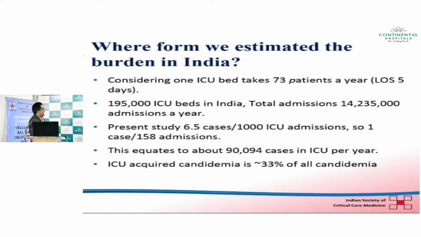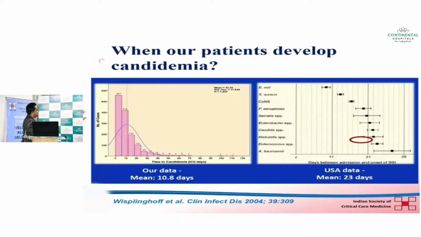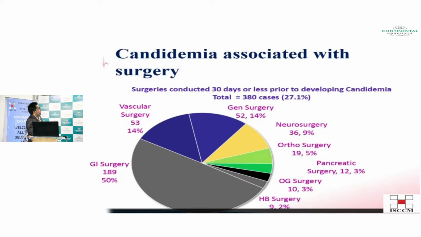So this study estimated that the case load of invasive candidiasis is around 7 lakh in India, with a 40% mortality. That means 3 lakh deaths per year. We get Candida on the 11th day, whereas the US data said they get it on day 23, so it's a staggering difference of 12 days. We know that in post-surgical patients the incidence of Candida is around 30%. The most common is GI surgery at 50%, followed by general surgery and vascular surgery.